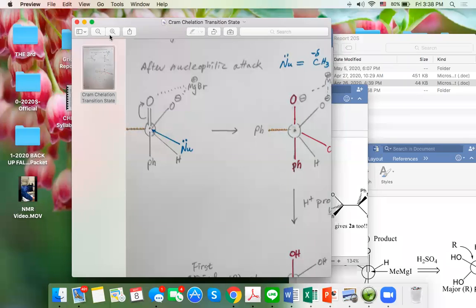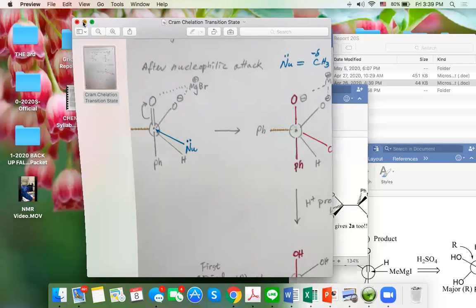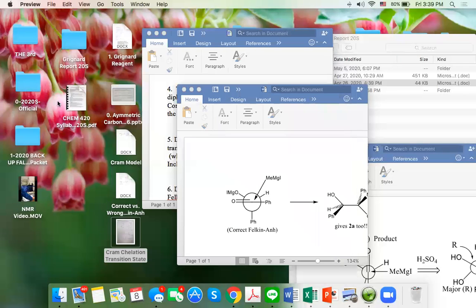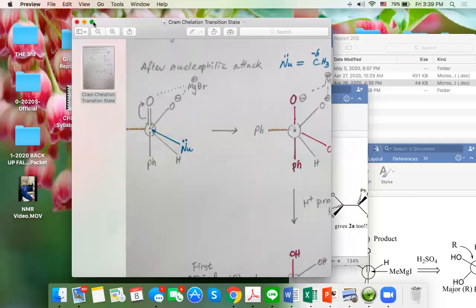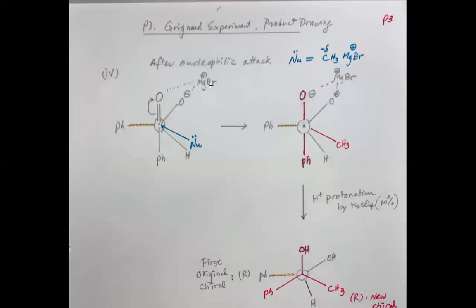Okay. Can I share my screen real quick? If you can allow me to share my screen. Yes. How do I do it? I have no idea. I think it's somewhere in your options. Are you talking about this file or the Cram model file? No, the Cram's chelation, the one you were just showing.